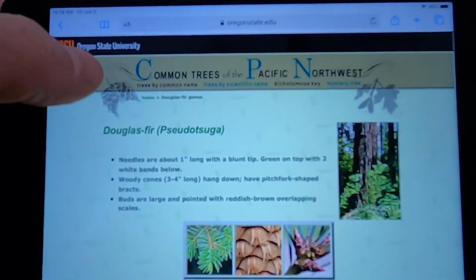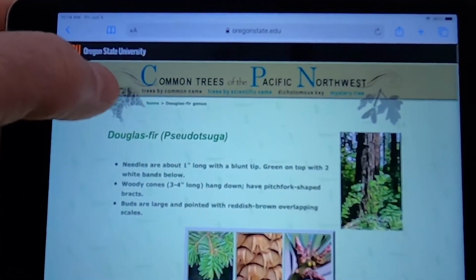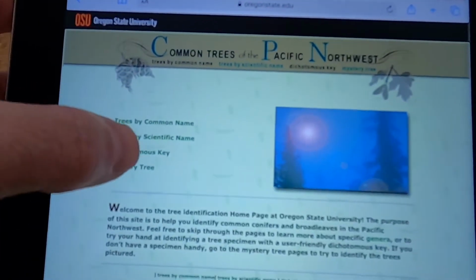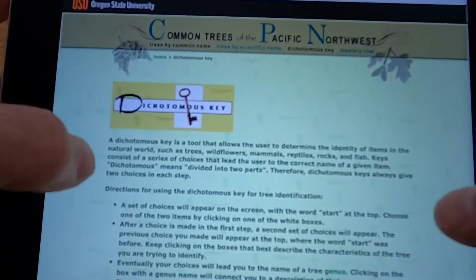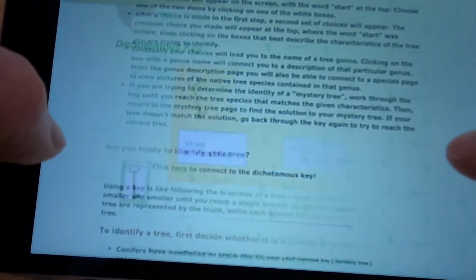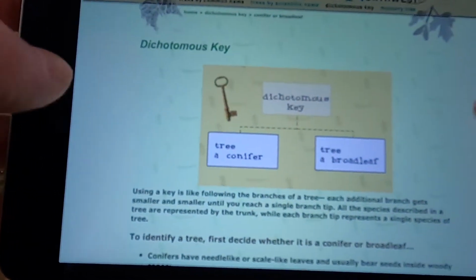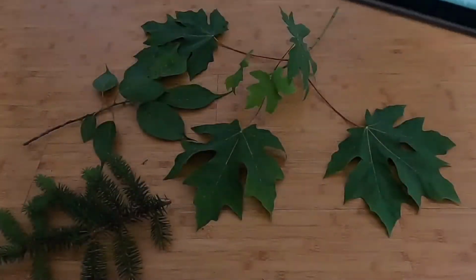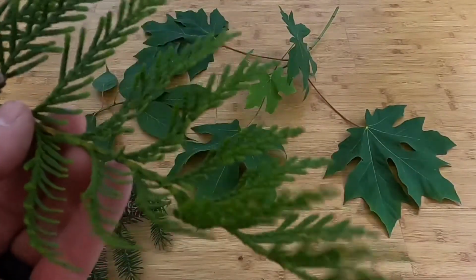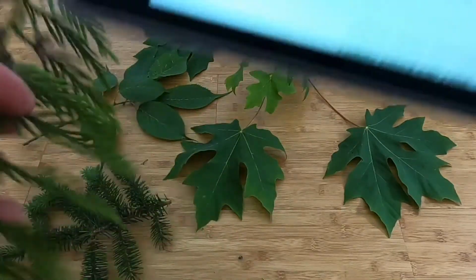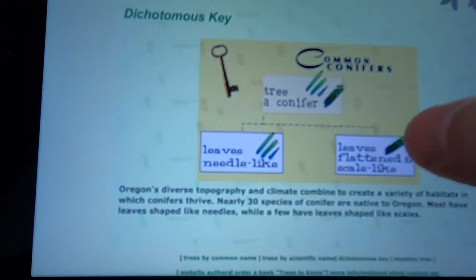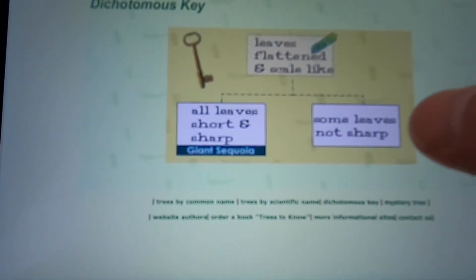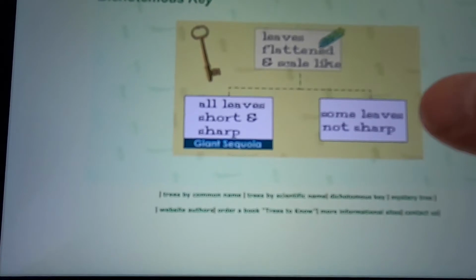So let's quickly identify another conifer, and we'll go back to home, go to our dichotomous key and start over again. Let's do a real quick one here, another conifer. Let's do that first one I showed you, the one that had the scales. So it's a conifer, and the leaves are flat and scale-like. Some leaves not sharp, some leaves short and sharp.